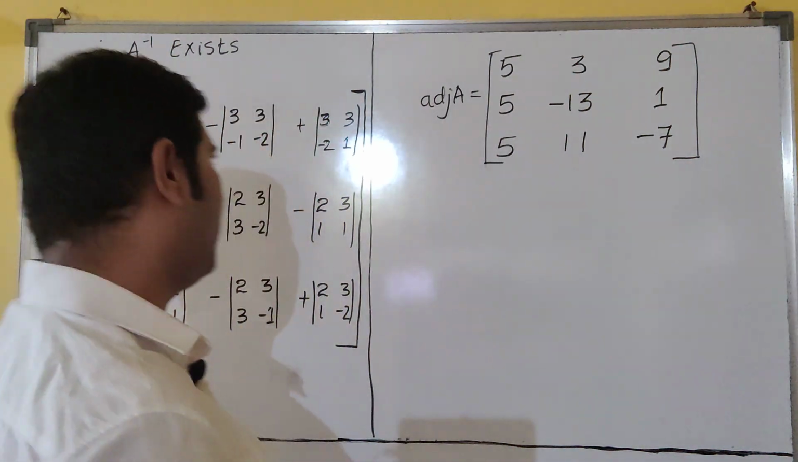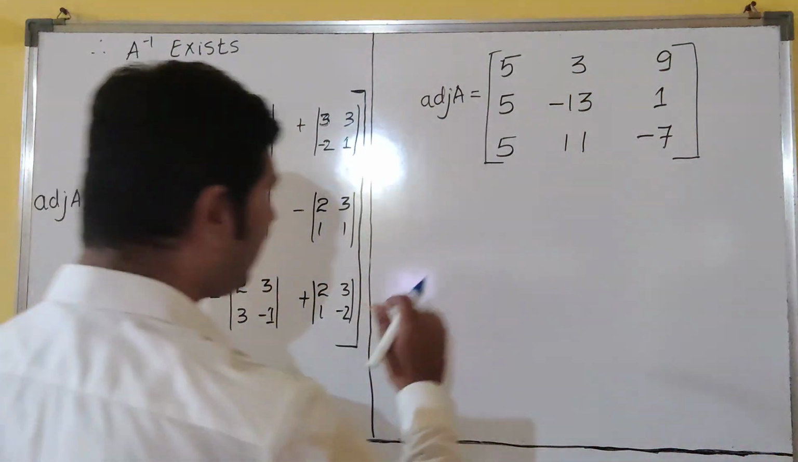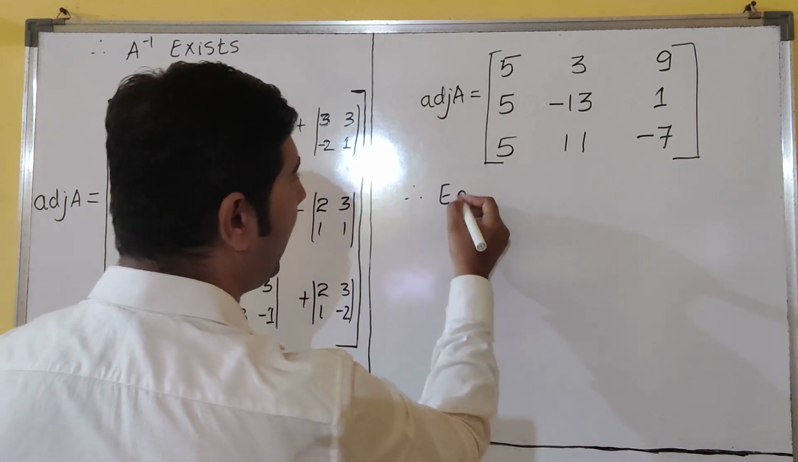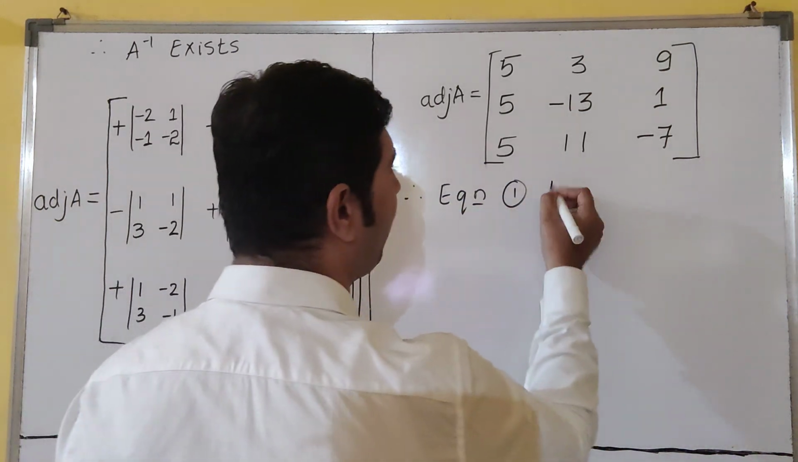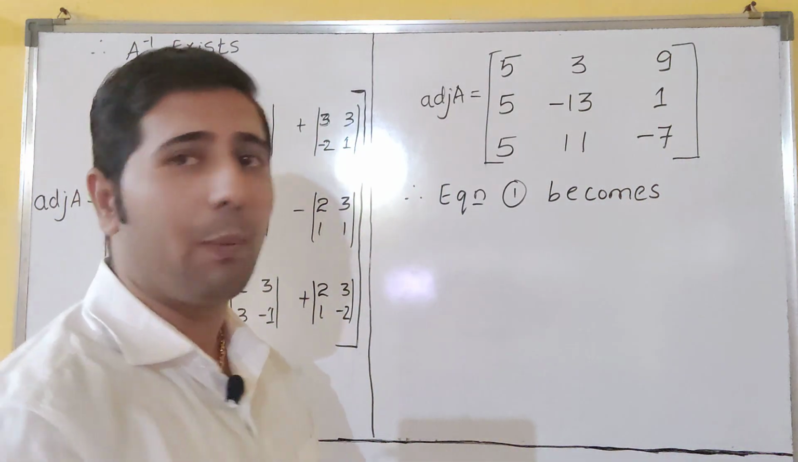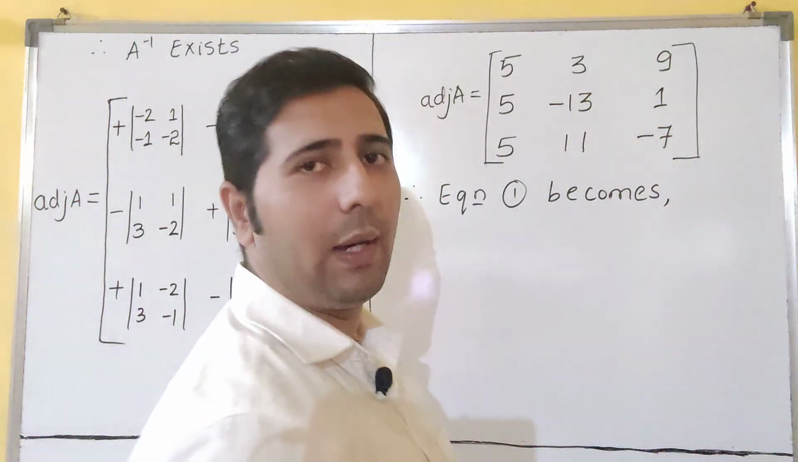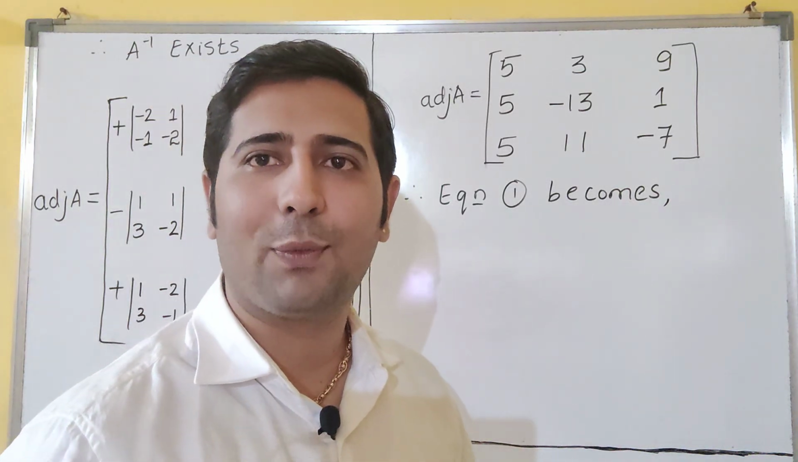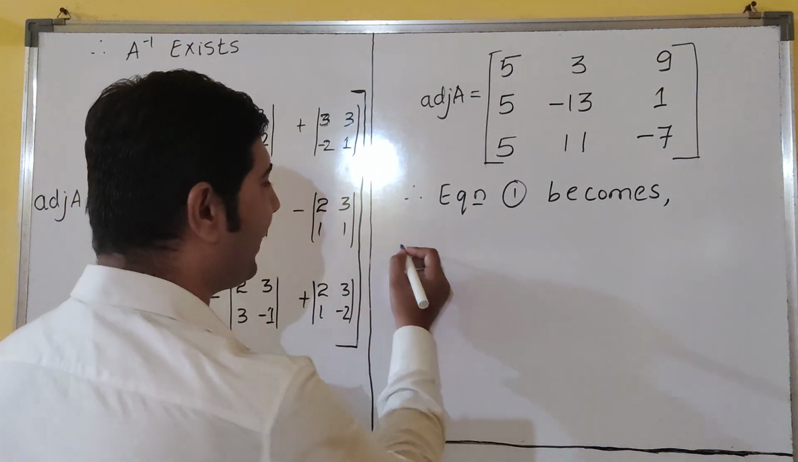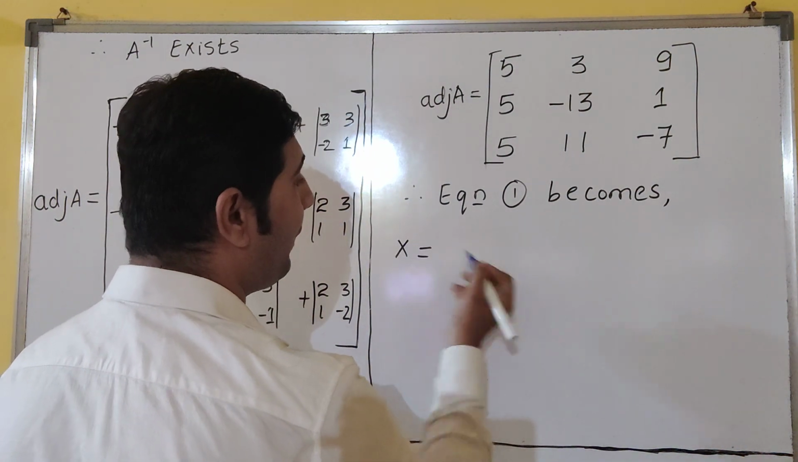So now see here. Now we will write equation 1 will become. Therefore, equation 1 becomes. You have equation 1, dear students. You have copied just now. So therefore, equation 1 becomes X is equal to A inverse into B. X is equal to A inverse into B.